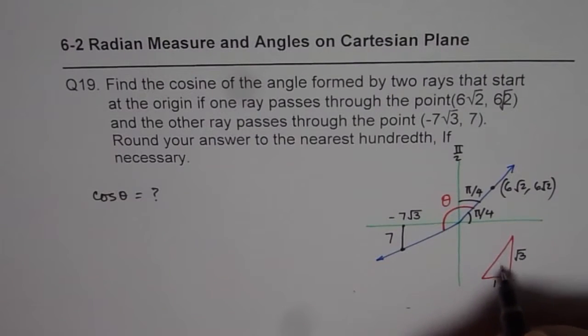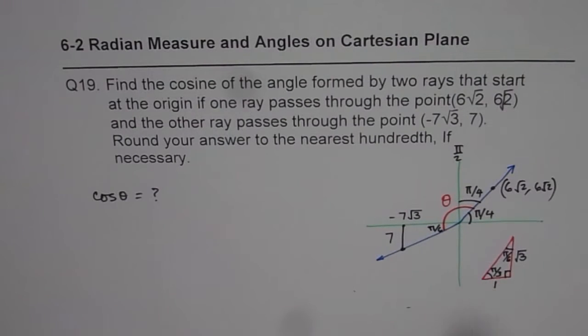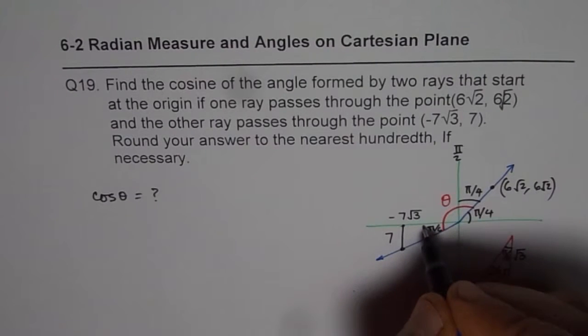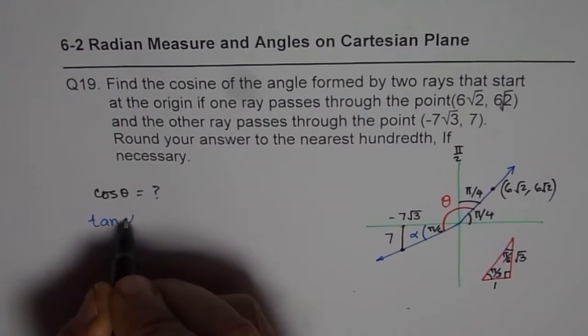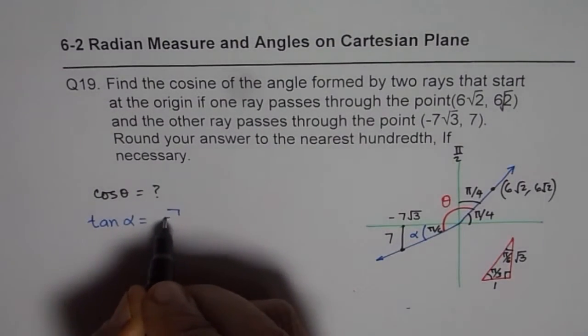So that reminds us that the right triangle formed should be pi by 3, pi by 6, correct? So this should be pi by 3. The other side should be pi by 6. From special triangles, we actually get pi by 6 as our side. But since we can use something else also, let's consider this particular triangle and call this angle alpha. So tan alpha is how much? We know tan alpha is opposite over adjacent.